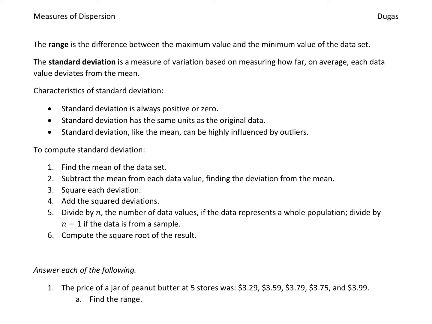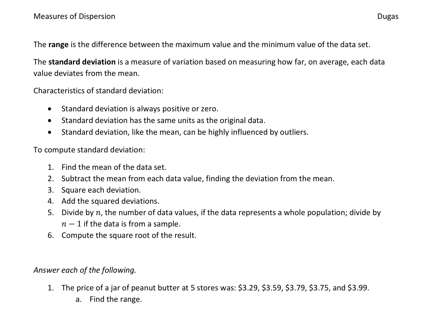Standard deviation, like the mean, can be highly influenced by outliers. So if you have an extreme value, let's take our town of 10 people making $20,000 a year, and then we move in a new neighbor, and that new neighbor makes $20 million a year. Well, that one person who makes $20 million a year is going to highly skew the mean and the standard deviation.